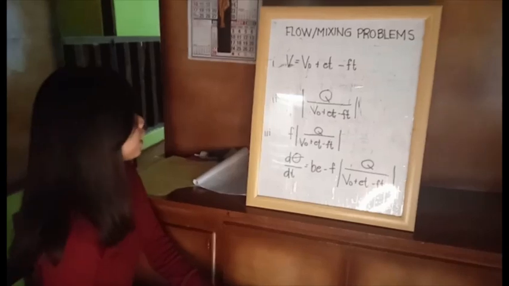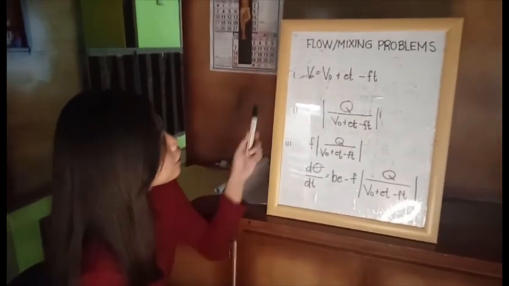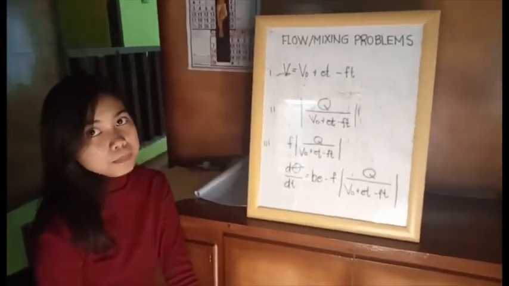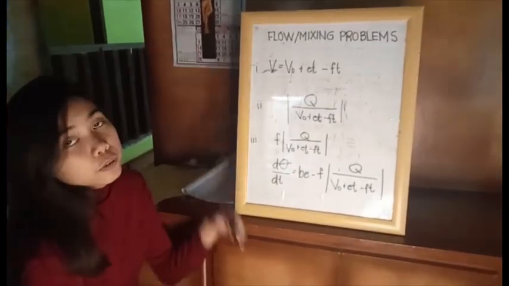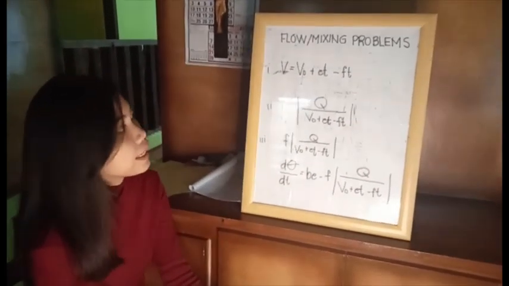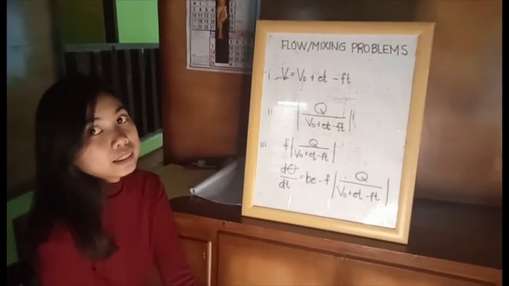In order to calculate the volume of the brine in the tank, we can use V = V₀ + Et − Ft. V stands for the volume, V₀ is the initial volume, Et is the brine that enters the tank, while Ft is the brine that leaves the tank.